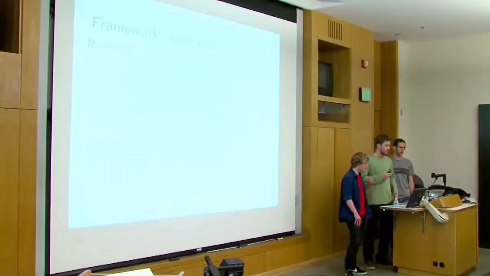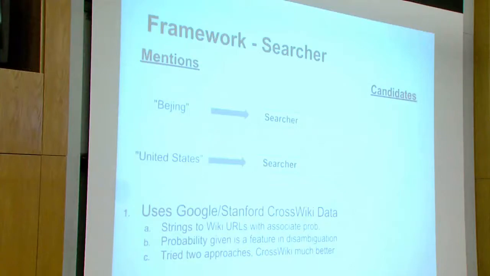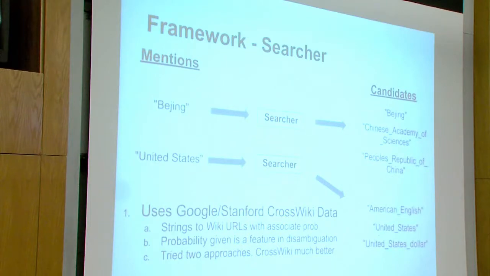These entity mentions can be anything. They can be strings, uppercase, lowercase, multi-word strings. The searcher's job is to generate candidates, which are Wikipedia URL names that the mention can be referring to. So Dan suggested we take this data that a Google Stanford team had generated, basically like 300 million pairs of mentions to Wikipedia articles, plus the probability that the given mention was talking about that Wikipedia article. So we used that to generate candidates, and it gave us much better results.